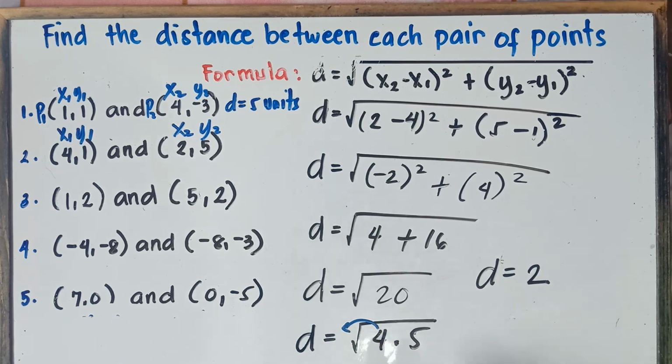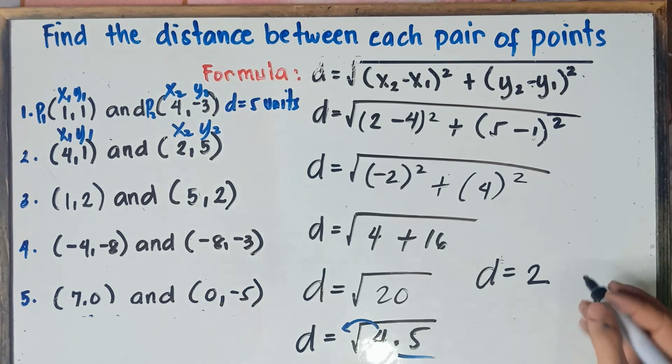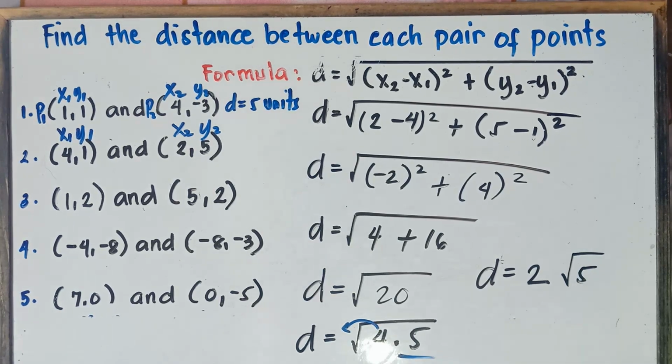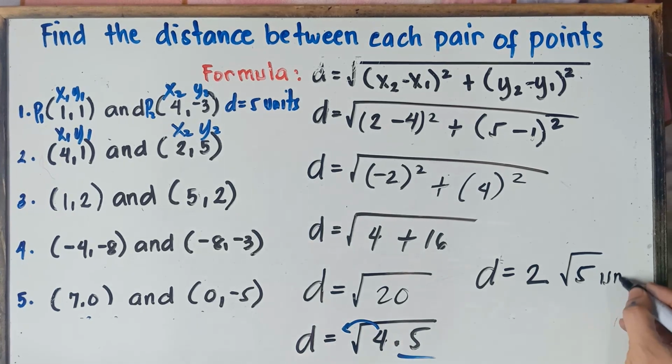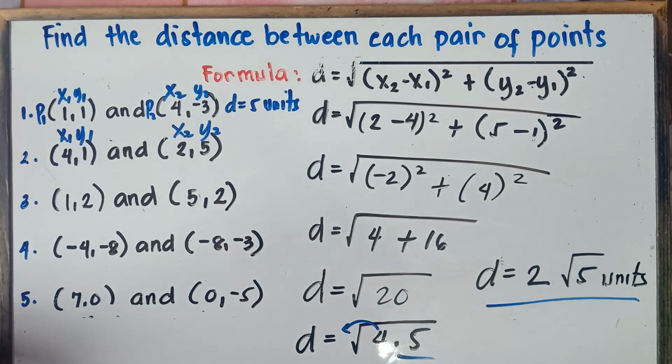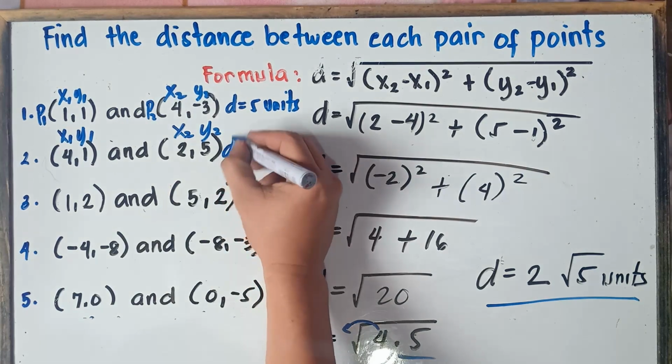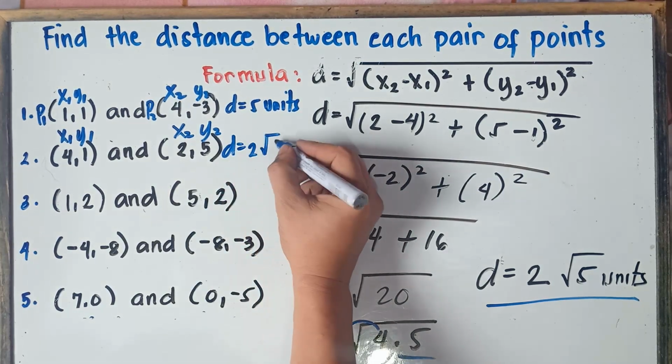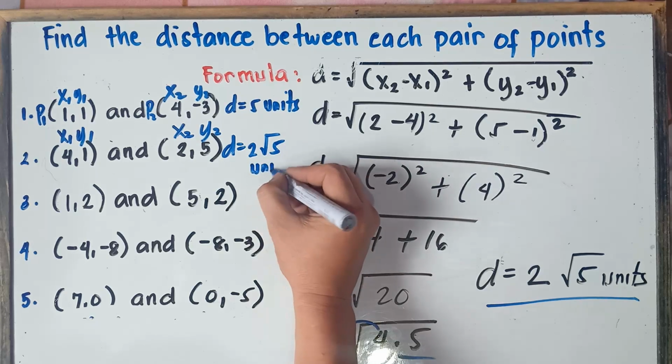Once you get the square root of a number, you put it outside the radical symbol. 2, and then square root of 5. We don't have square root of 5. Simply copy square root of 5. That's it, class. That's the answer, class, with regards to example number 2. Do not forget units. 2 square root of 5 units. All set.